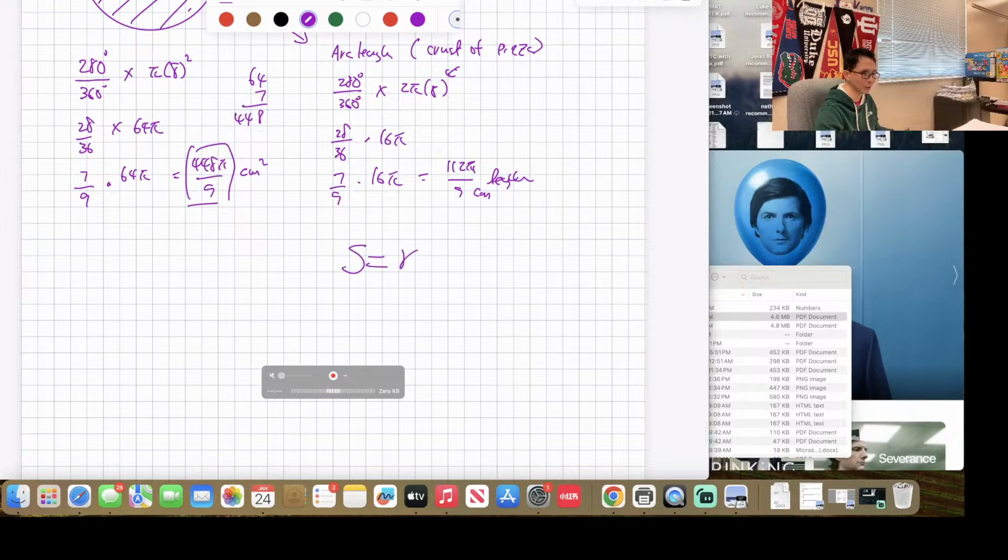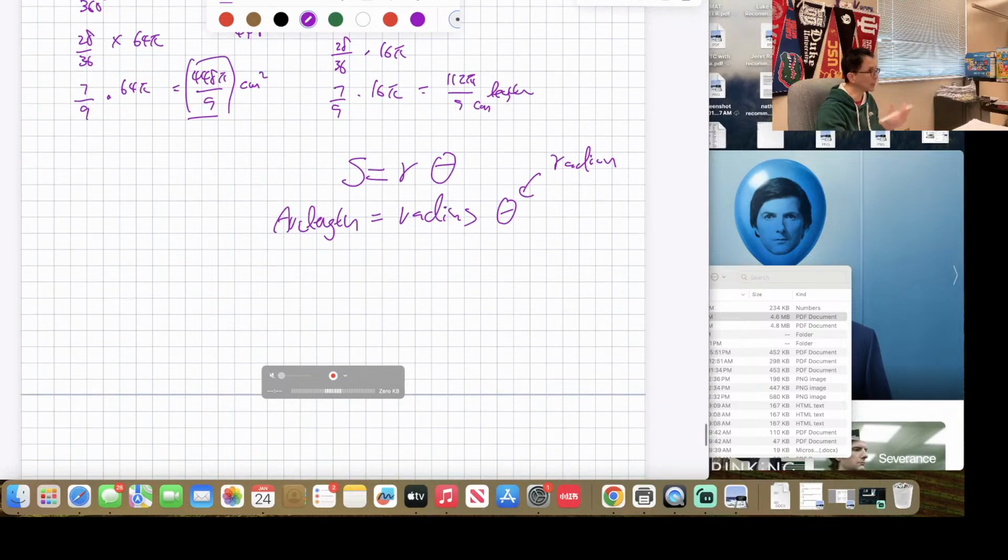S equals R theta. This is the arc length. The R has to be the radius, and the theta has to be in radians. And you're going to get the exact same answer. So we're going to try two different ways and see which one's better, right? But we're going to give you something that's more manageable.